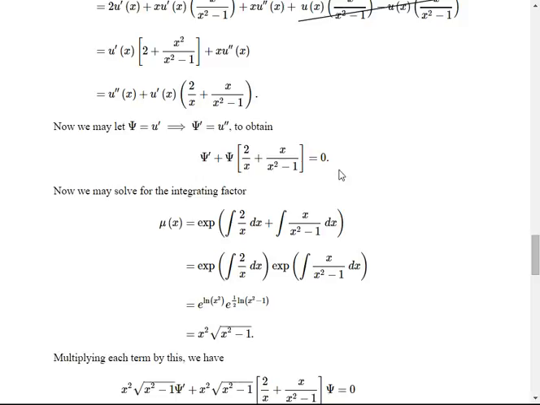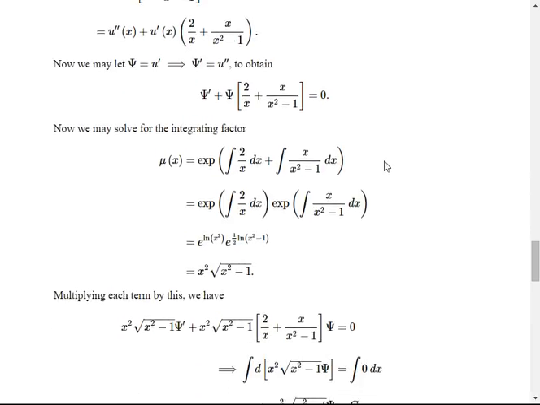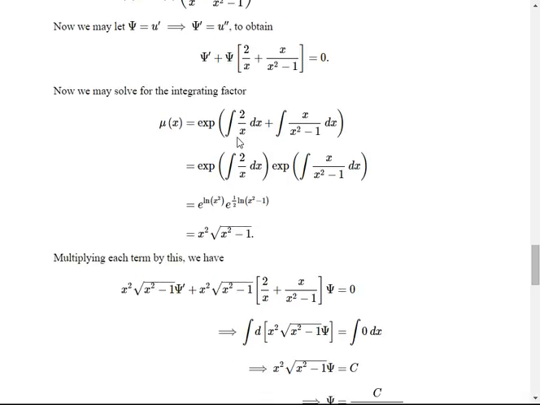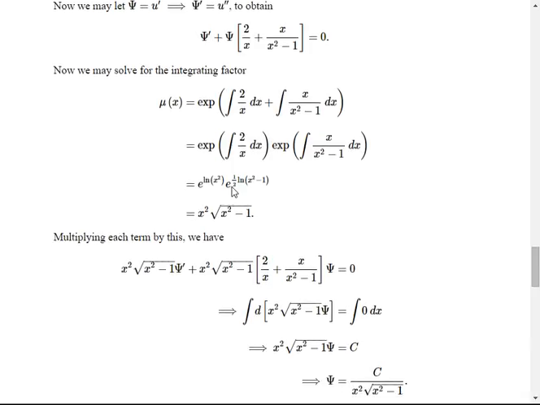We want this left-hand side to look like a product rule. So we solve for an integrating factor, mu of x, which equals, as we saw, the exponential of the integral of this p of x term. And we know by properties of exponents that e to the sum of two terms is equal to the product of the exponentials, as long as they have the same base. So the exponential of this antiderivative plus this antiderivative is equal to the exponential of this antiderivative times the exponential of this antiderivative, just to simplify things further.